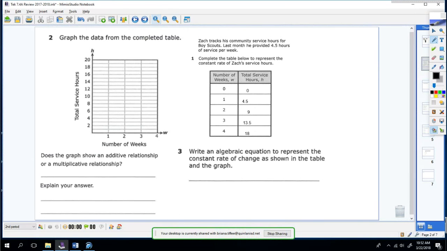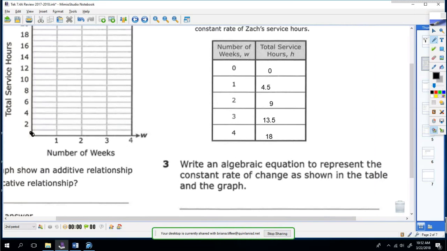So at 0 is 0. Okay, at 1 is 4.5. At 2 is 9. 3 is 13.5. And then 4 is 18. So there's our linear relationship.